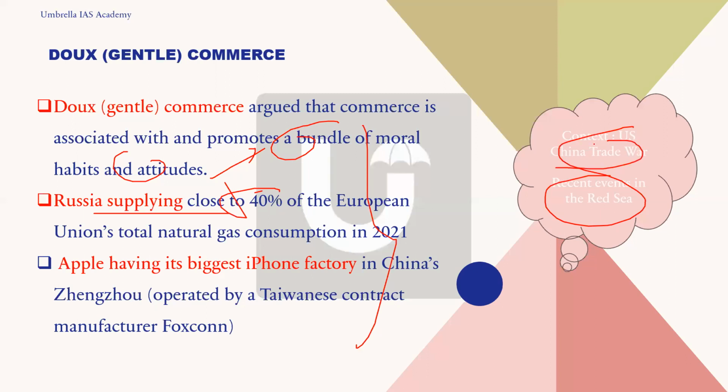So you can give these examples. In an interview also, don't give a normal answer; directly start with an example. If they ask you about doux commerce, give the example of Russia supplying almost 40% at that time. This shows the moral attitude of Russia towards Europe, which was part of doux commerce. Now you can give the example against it, like the US-China war. Always try to start directly with an example because you have just 10 seconds to explain the entire thing. Example is the best way to explain.